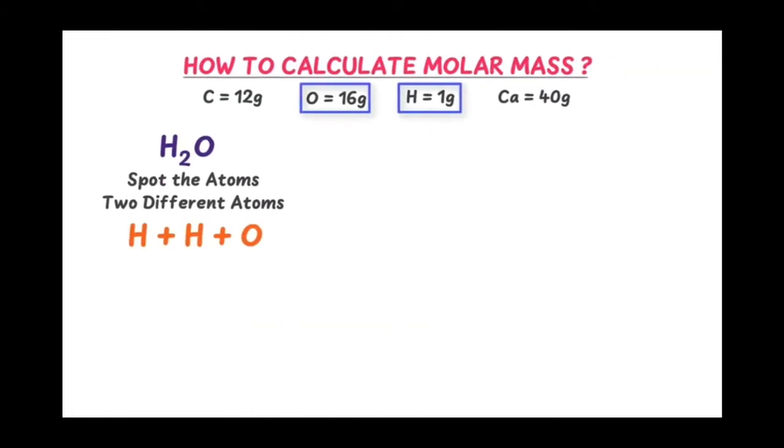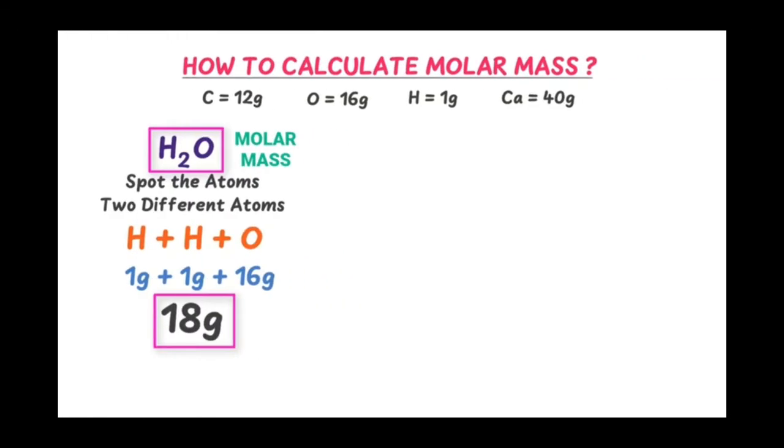What is the gram atomic mass of hydrogen? Yes, it's 1 gram. And oxygen, 16 grams. Now, let's calculate. 1 gram plus 1 gram plus 16 grams is equal to 18 grams. Thus, the molar mass of water is 18 grams.